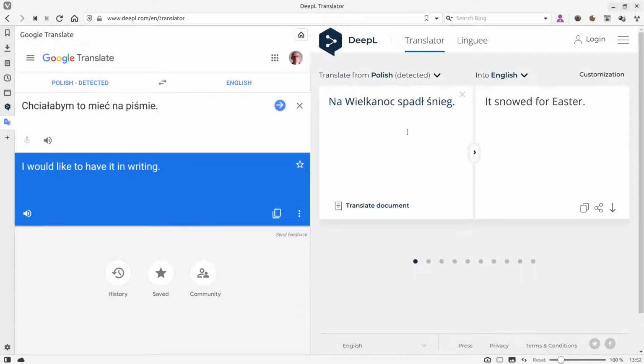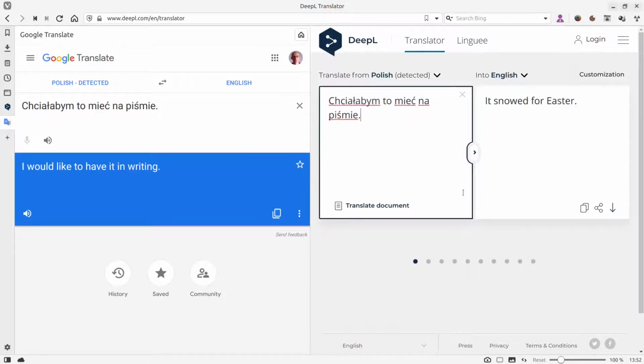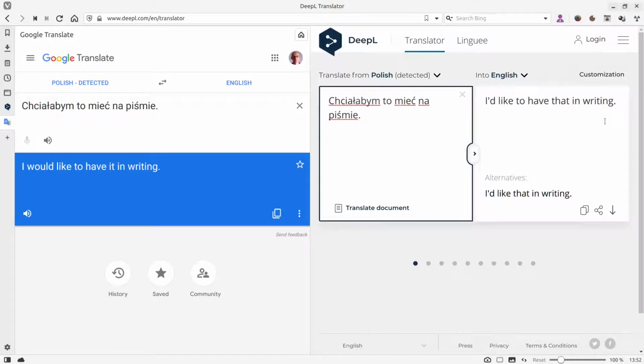I would like to have it in writing. I'd like to have that in writing. You can see that DeepL tends to be a little more informal. Of course, the use of it or that all depends on the context. You could also have this.